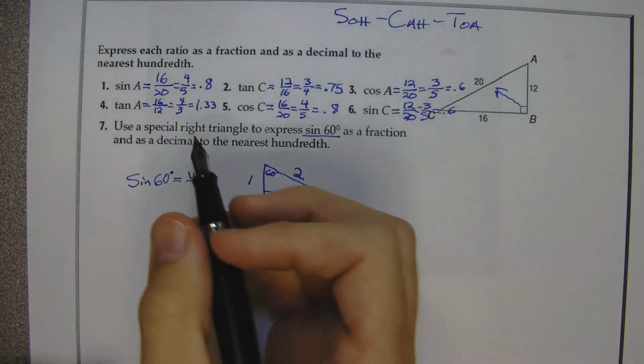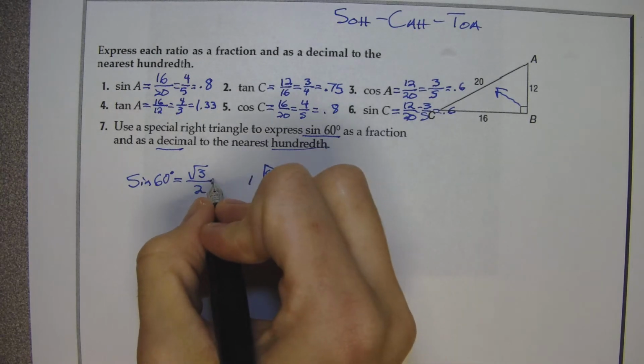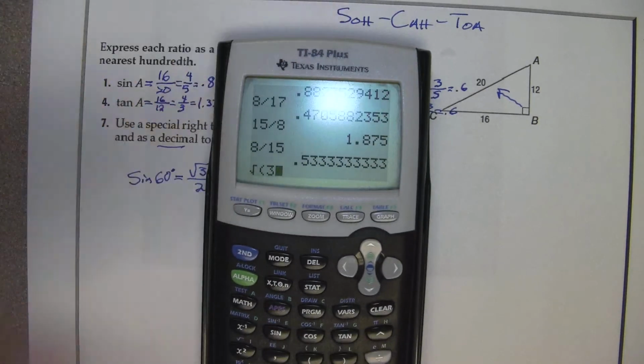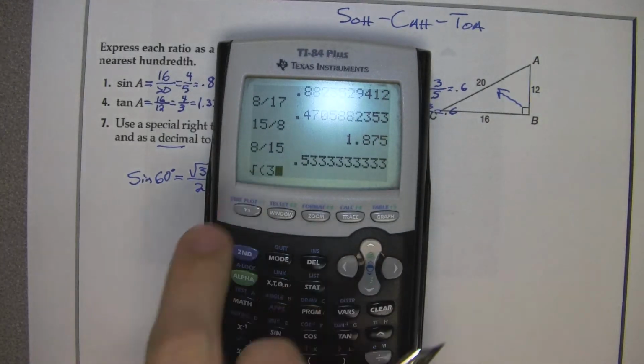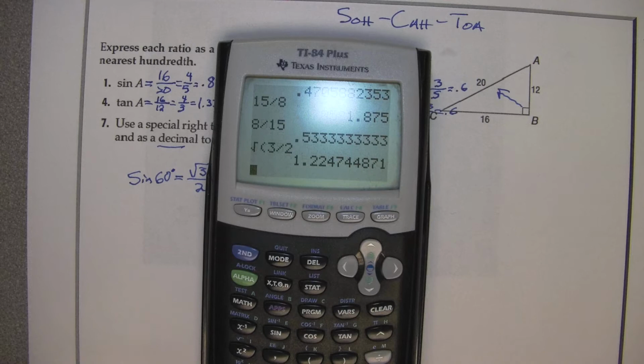Now, notice it did ask us to go ahead and write it as a decimal to the nearest hundredths position. So let's approximate that. So if I take the square root of 3, now a point of order, real quick. If you're using one of these calculators and you type in square root 3, you cannot immediately type divide by 2. All right, because if you do, watch what happens. Okay, that's the answer you get. Hold on to that thought.